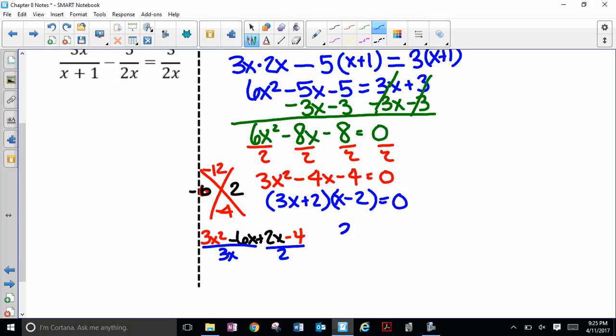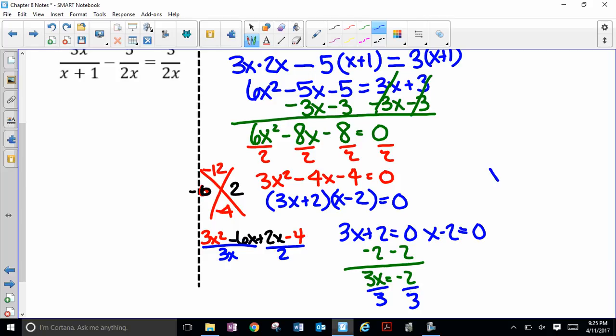So then you have to set each parenthesis equal to 0 and solve. So here we would minus 2 first. Then we would divide by 3. So negative 2/3 is one of our possibles. And then here we would add 2. So x equals 2 is our other possible.